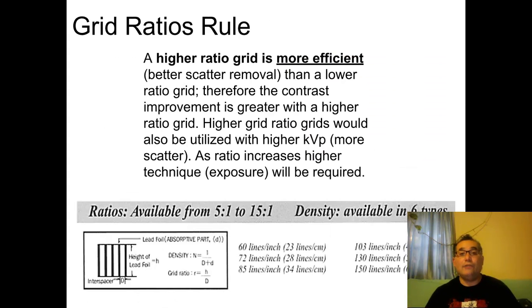So as mentioned, a higher ratio grid is going to be more efficient. It's going to be better at removing scatter than a lower grid ratio. So contrast improvement is going to be greater with a higher ratio grid. Higher ratio grids would also be utilized if you're going to use higher kV. Higher kV, more scatter. The more scatter that you intend to create by no fault of your own, the patient being large or the object being large requires an increase in exposure, the more you might think about using a higher grid ratio.